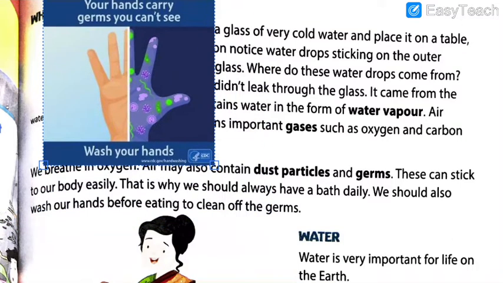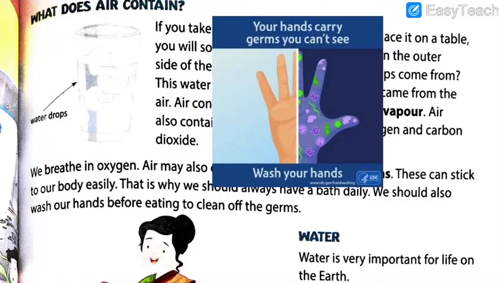These can stick to our body easily. That is why we should always have a bath daily. We should also wash our hands before eating to clean off the germs. See, this is why we clean our hands. Now, you cannot see germs with your naked eyes, right? You will say, oh sir, I have touched nowhere and my hands are white. Look at my hands, these are very white. So let me tell you, the white is not your hand, it is your skin tone. But inside there, germs are present.